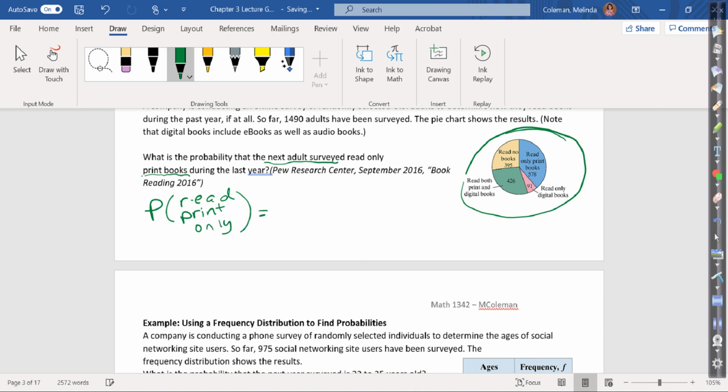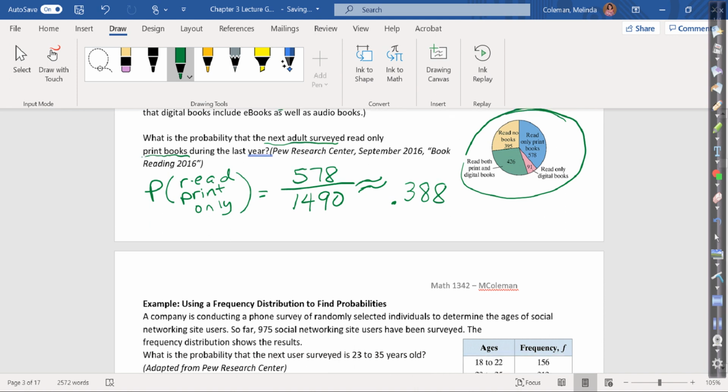would be, now how many read print only? So read print only books was 578. Out of how many were surveyed? Well, it tells me there were 1,490 surveyed. So 578 divided by the 1,490, it's going to be approximately 0.388. You're going to be needing your calculator a lot in these because we do want to have approximate answers often.